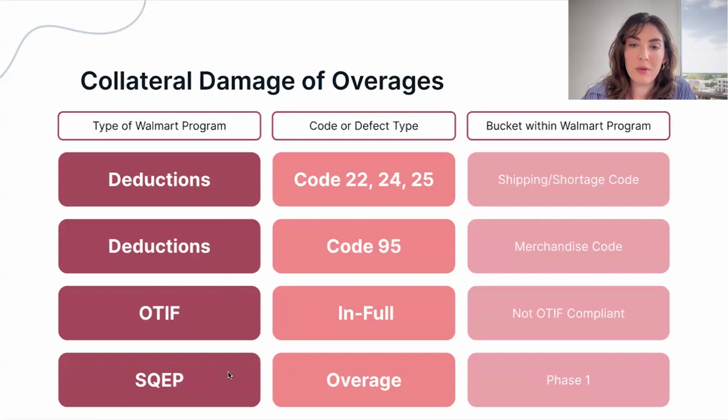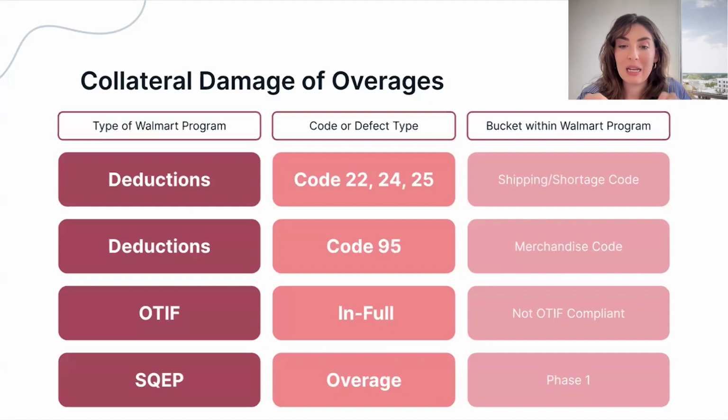And just to communicate here, I've got it outlined. This is the Walmart program. So there are 3 different programs listed here. There are codes within each of those that align to those programs. So they have their own language for codes, and I'll talk about what those codes mean. Like if you're ever seeing a code 22, 24, or 25, it is some kind of shipping shortage code. And we've already talked a lot about how overages and shortages play together. We're also going to talk about code 95s, which, if you ever see a 90s code, is a return code. So we'll talk about how overages can play with returns.